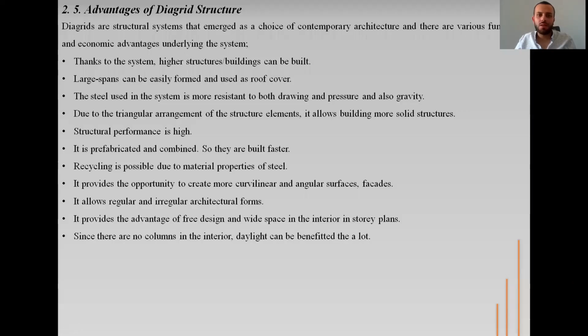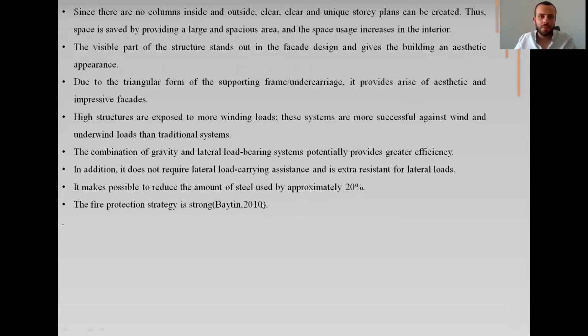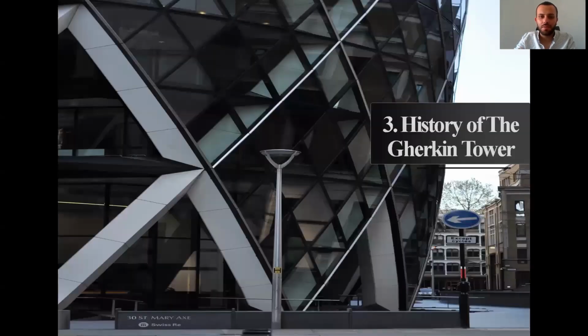Advantages of Diagrid structure. Diagrid is a structural system that emerged as a choice of conventional architecture with various functional and economic advantages. Thanks to the system, higher structures can be built. Large spans can be easily formed and used as roof cover. It allows regular and irregular forms. In addition, it does not require lateral load carrying assistance and extra resistance for lateral loads. It makes it possible to reduce the amount of steel used by approximately 20%.